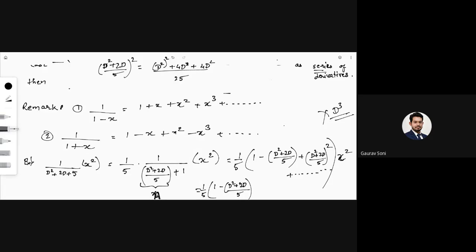Now the fourth derivative of x square is 0. So I can remove this term. D cube, the third derivative of x square, is also 0. So I can remove this term. There is just one last term, d square. D square is not 0. So there I am writing just 4d square by 25. And I can see that the next power is 3, so leave it. All of them will be 0.